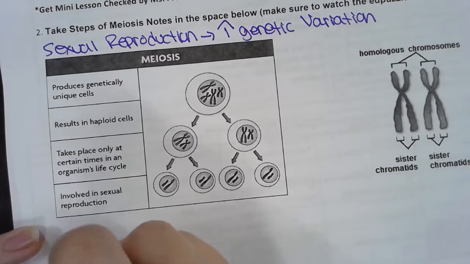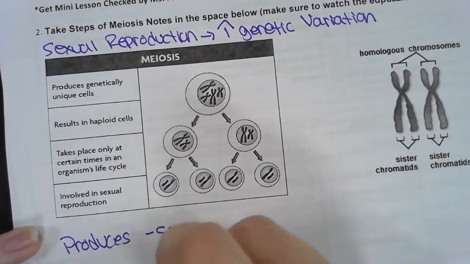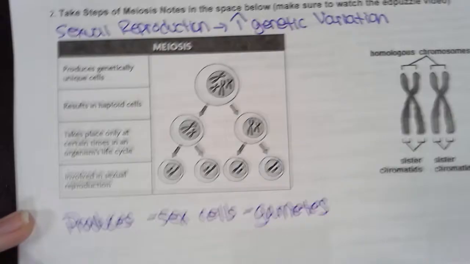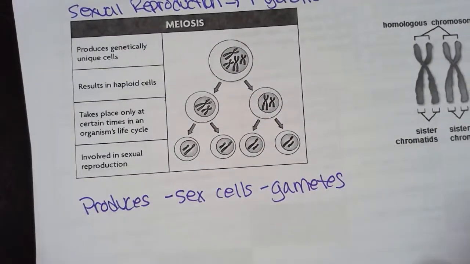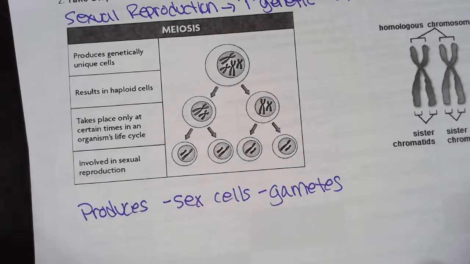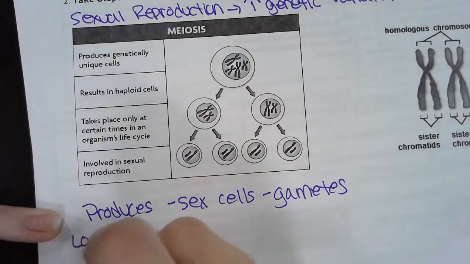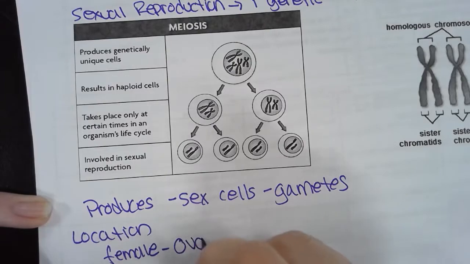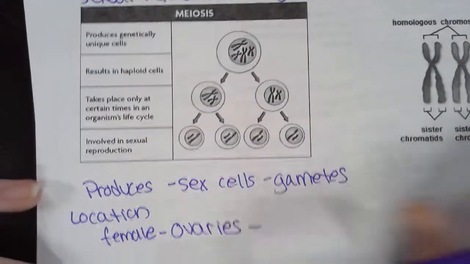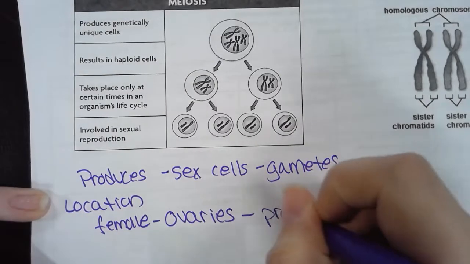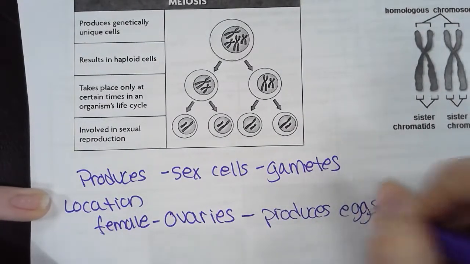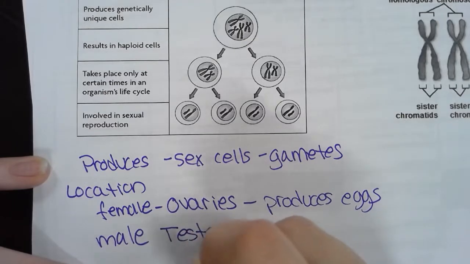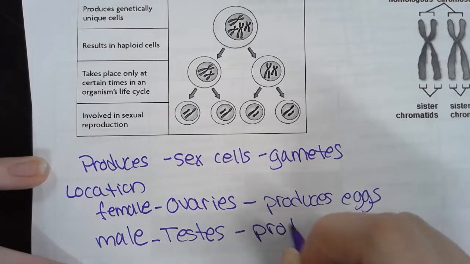So this produces sex cells, which are scientifically called gametes. So this is how you make the sex cells. Now, it only makes sense that where this process happens is in your sex organs. So in a female, meiosis will happen in your ovaries, and the product of meiosis will be eggs. In a male, the location where meiosis happens is your testes or testicles, and it will produce sperm.